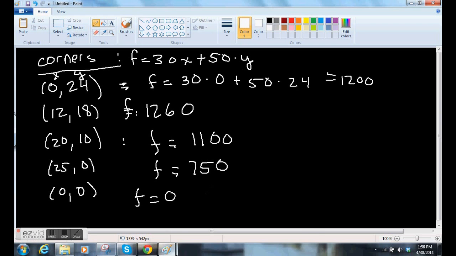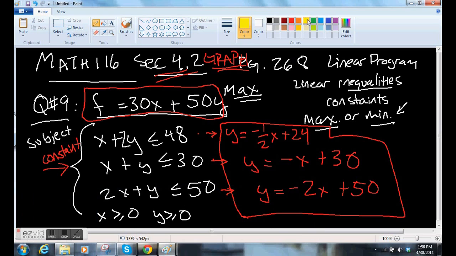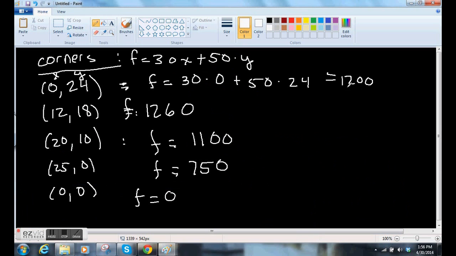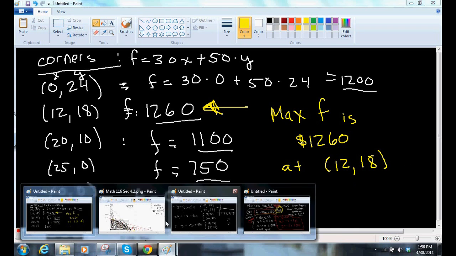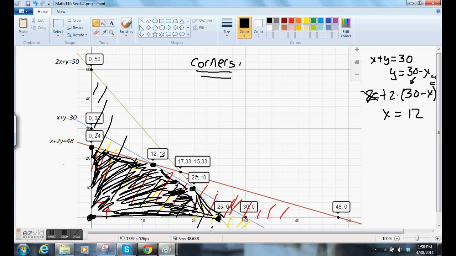So now, because the question said maximize, did the question say maximize? You've forgotten. The question says maximize, so we look at all of those and we just find the biggest one. Okay, what's bigger? 1200, 1260, 1100, 750? I believe we go with 1260. So this is your final answer. A maximum of f is 1260, so if that was your profit or something, you're getting 1260 at the point 12 and 18.